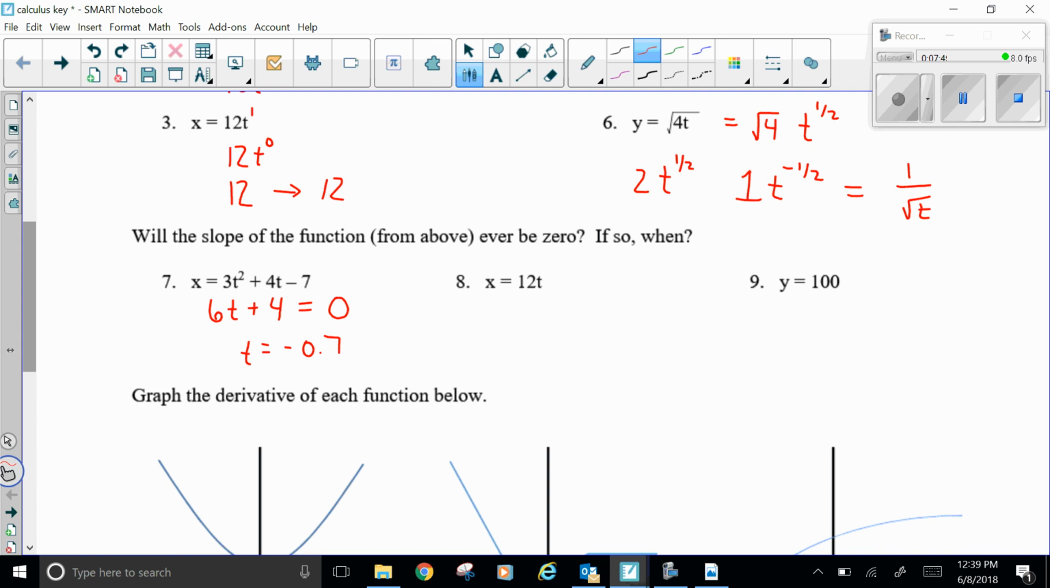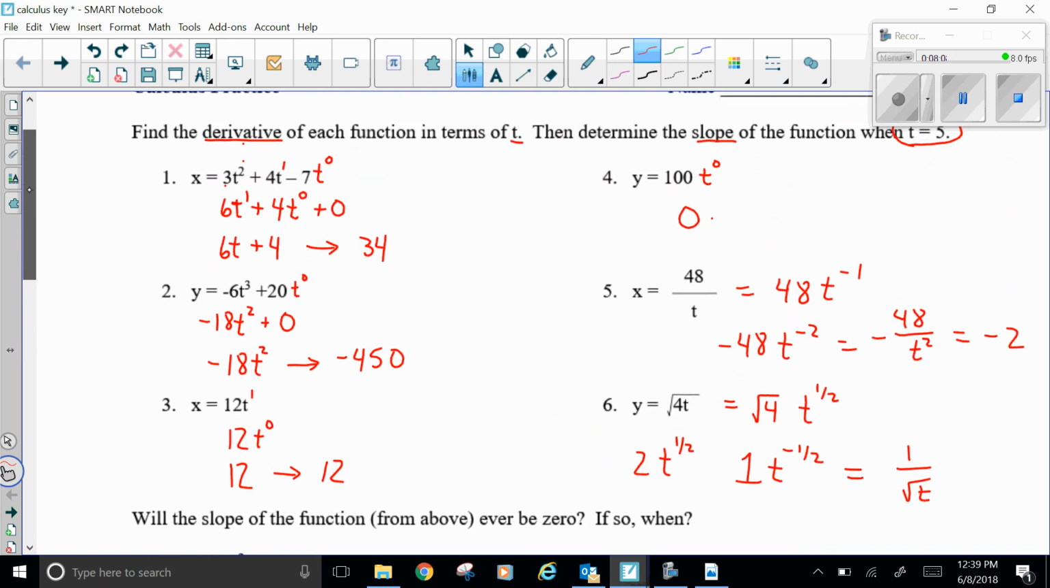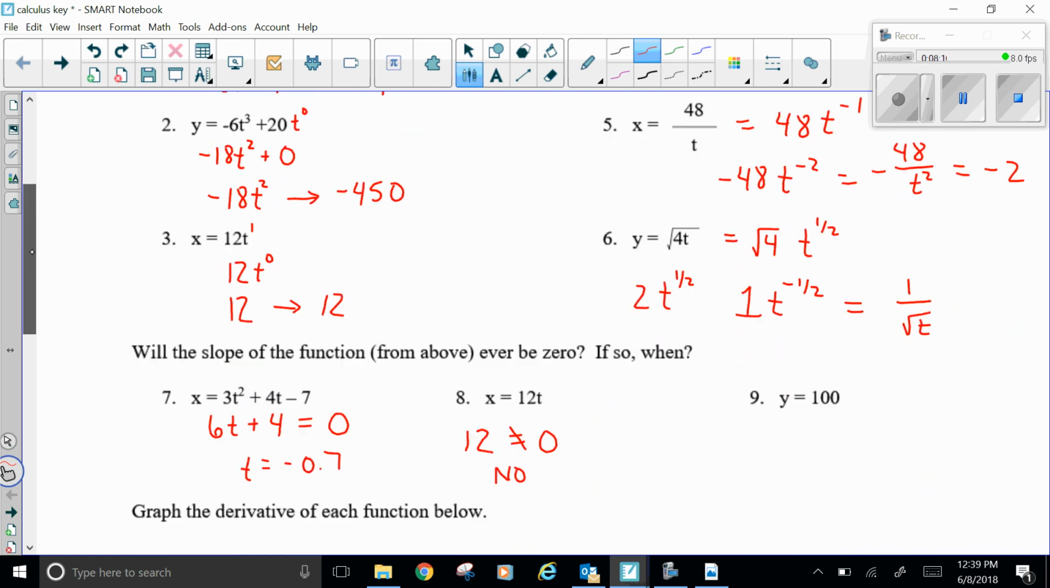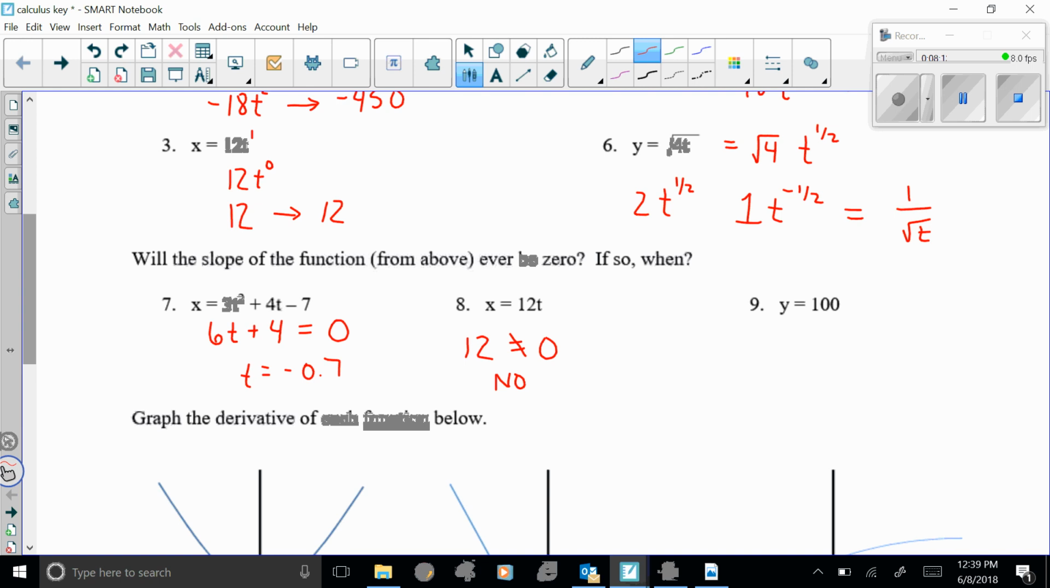Question number 8 is the same as question number 3. So if I just pull down my answer, 12. Can I do this? The answer is no. So 12 cannot equal 0. So will it ever be 0? No, it will not be 0. And last question number 9 is question number 4. So we have an answer of 0. So I come down here. Our slope is 0. So the question says, will it ever be 0? Yes, it will be 0 always, because we have a horizontal line.